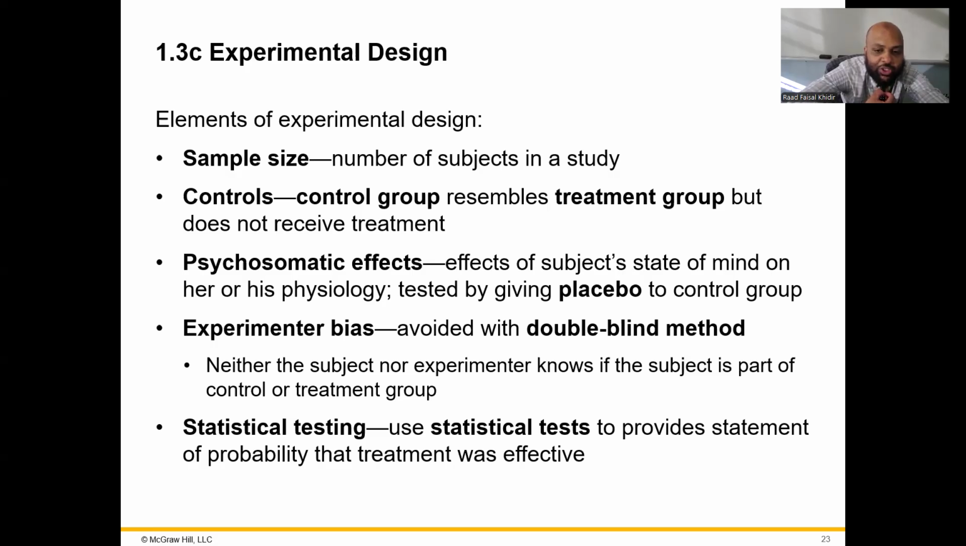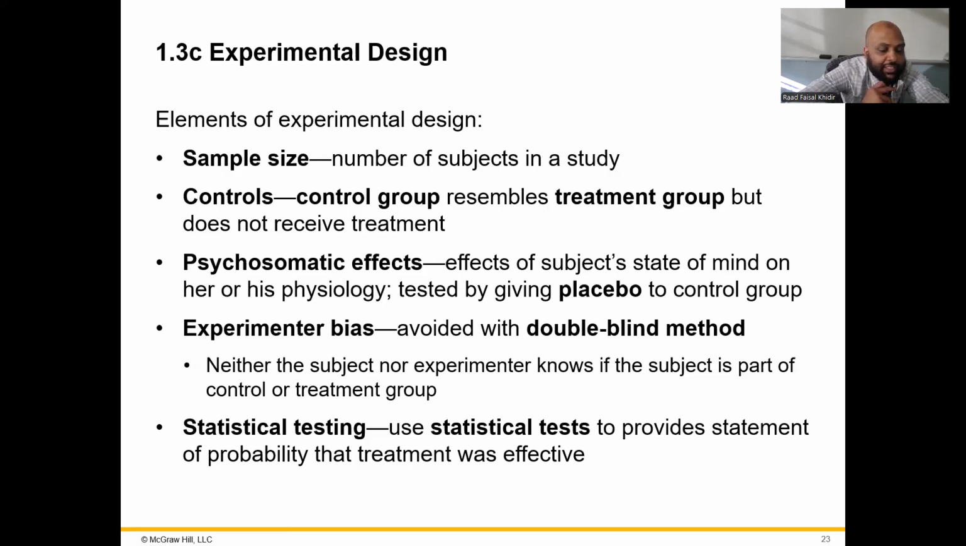So there's also experimental bias. Experimental bias is avoided with the double-blind method. Experimental bias is when we have our own cognitive bias getting in the way of us getting results. The experimenter can sometimes be so over eager that he or she ends up interfering with the results. So what does double blind mean? Double blind means that neither the subject nor the experimenter knows if the subject is part of the control or part of the treatment group.